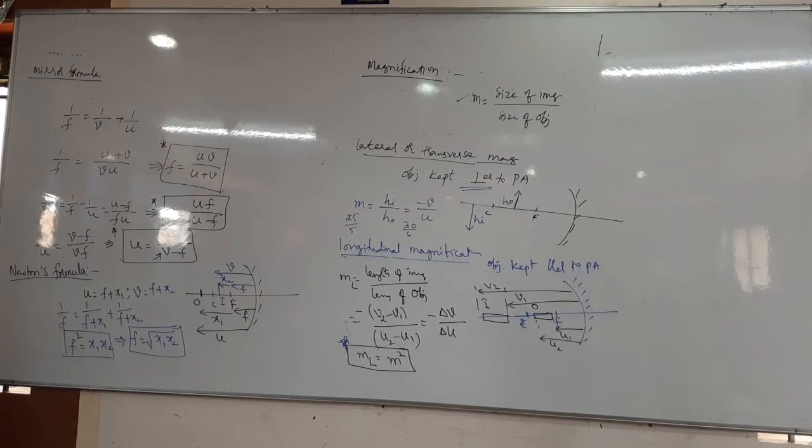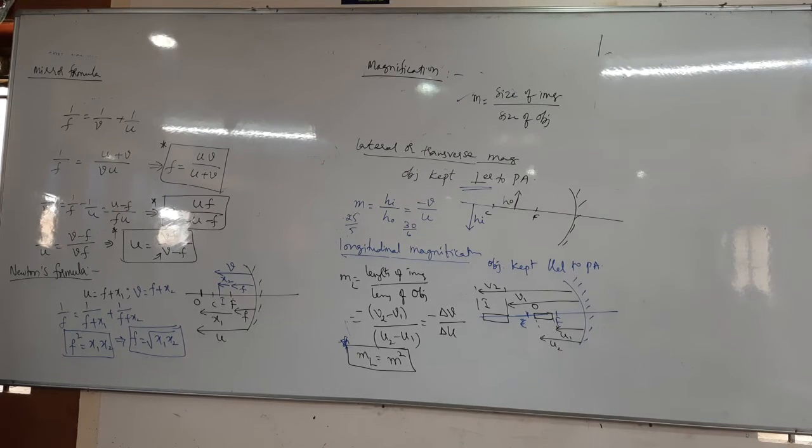Next, areal magnification means what will we get? Area of image by area of object. Write that formula directly. Areal magnification MA is area of image by area of object. Write the formula: V by U whole square. Squares will come. Why? Because area is nothing but length squared. So we will get V by U whole square there.